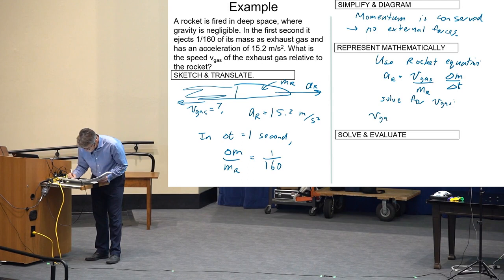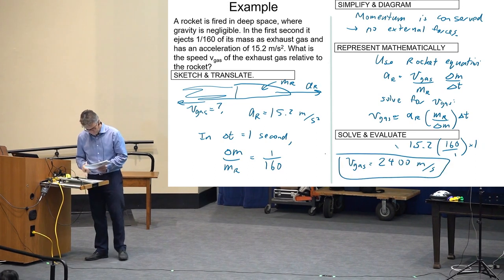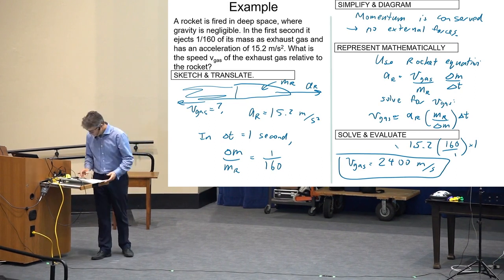V gas is equal to A sub R times M sub R over delta M times delta T. It's 15.2 times 160 over 1 times 1 second. So you get V gas, 2,400 meters per second, something like that. Okay.